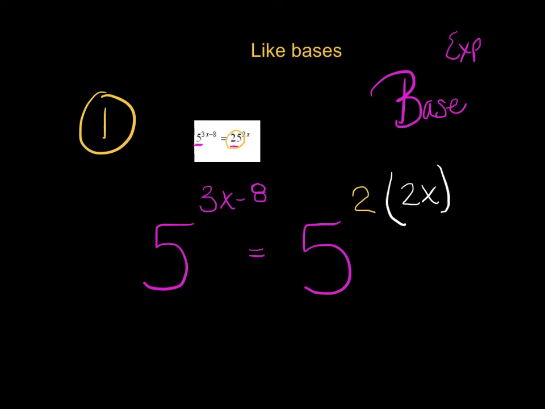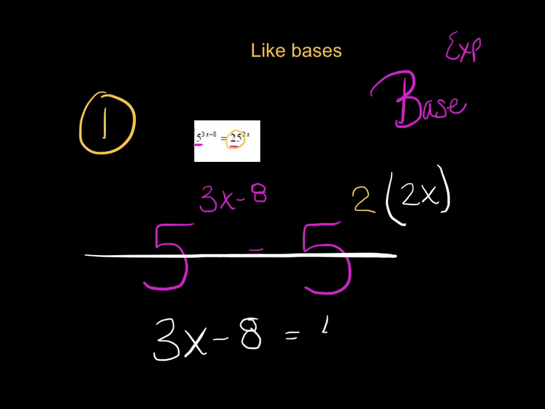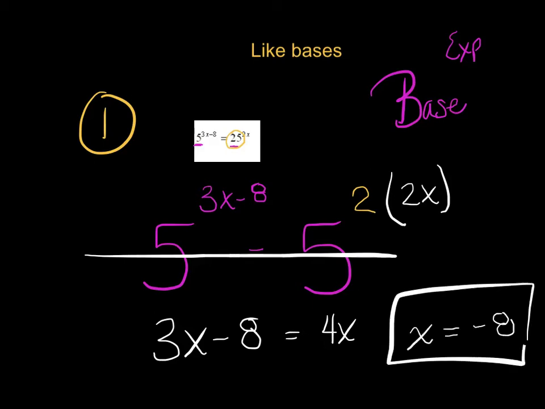And once you have like bases, we literally just cancel them out. And I'm going to set my exponents equal. And of course that's 4x. And when I subtract my 3x, I should get x equals -8. And you've got it. So most of us were pretty good at getting like bases.